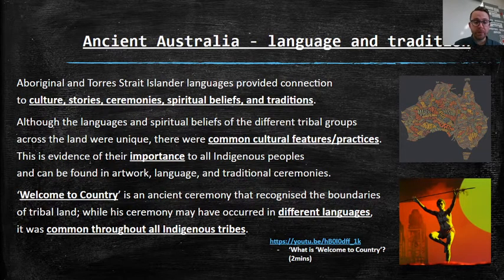One of those important things that was common across all Indigenous tribes, and you guys have probably actually heard of this before, is Welcome to Country. Welcome to Country is an ancient ceremony that recognized the boundaries of tribal land. While this ceremony may have occurred in different languages, it was common throughout all the Indigenous tribes.